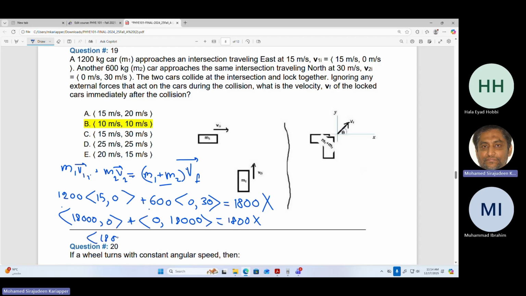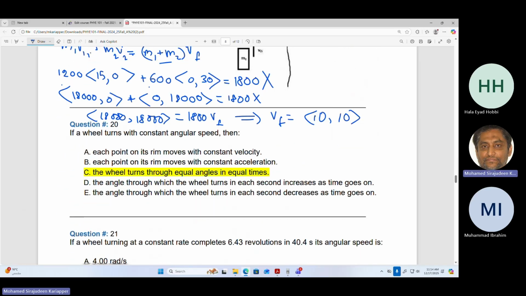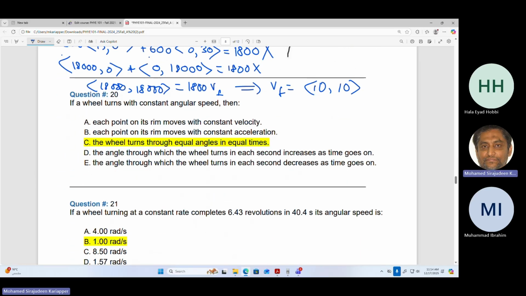So 18,000 and 18,000, right? Equal to 1800 x. Now you don't need a calculator, because 18,000 divided by 1800 will be 10. So that will give me V final is equal to 10 and 10, right? B, okay. Usually we do this to make the calculation easy.